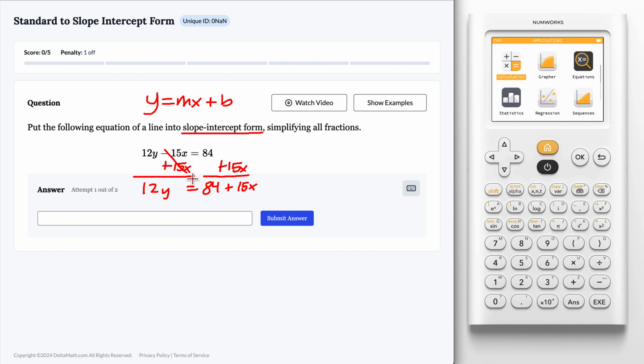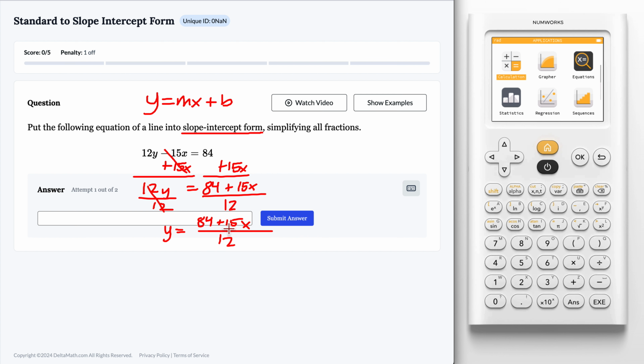Right? Negative 15 and positive 15 cancel out. Now I need to get rid of the 12, so I'll divide both sides by 12. So I've got y equals 84 plus 15x over 12. Let me clean that up just a hair. Over 12.